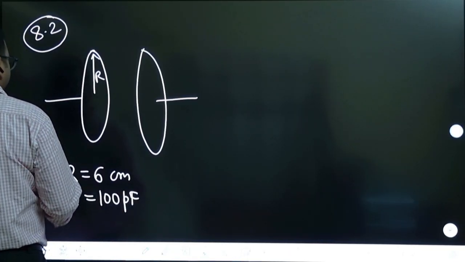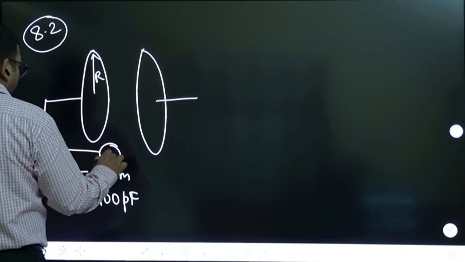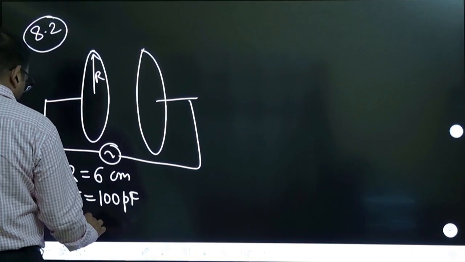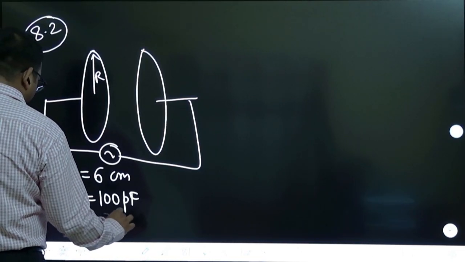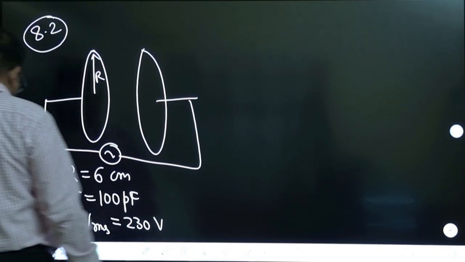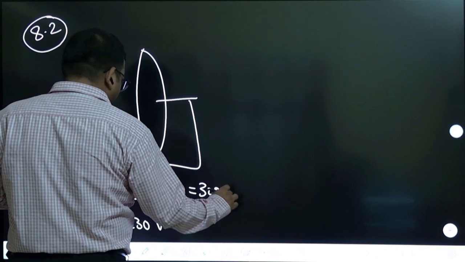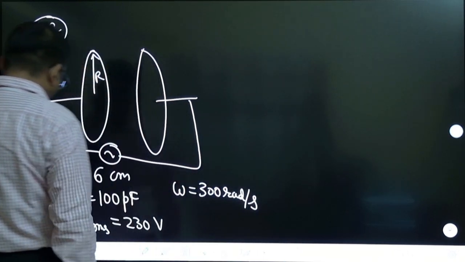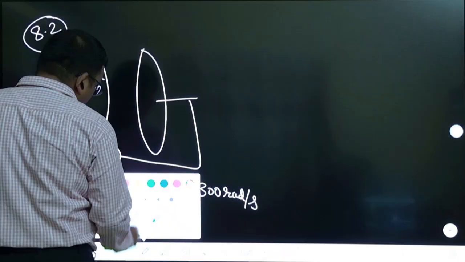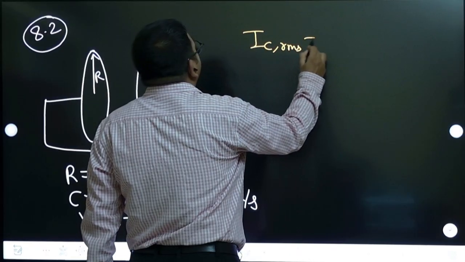The capacitor is connected to a voltage source, which is an AC source. The AC source voltage 230 is definitely RMS, though it is not mentioned. They have also given the angular frequency omega as 300 radian per second. What is the RMS value of conduction current? We need to calculate the RMS value of conduction current.